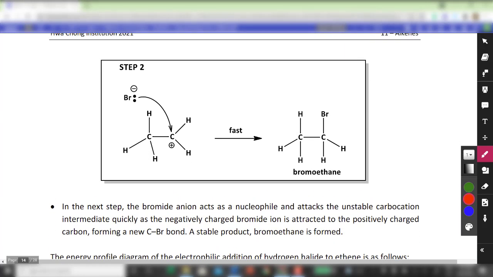The next step is a fast step, which involves the bromide nucleophile attacking the electron deficient carbocation. Remember that when you draw your arrow, you must point at the carbon and not at the charge. If you draw it this way, you'll be marked wrong, so this is incorrect. You must point at the carbon because you are forming a bond between Br and the carbon. So remember this.